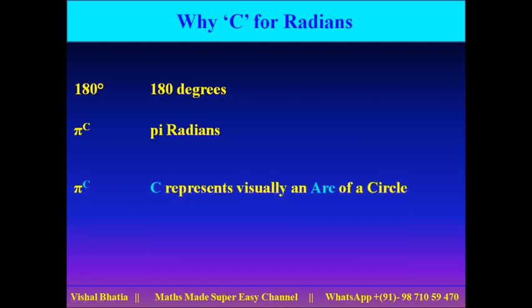The reason is C visually represents an arc of a circle, and if you go back to the definition of the radian, it is an angle which is subtended at the center. So 1 radian is equal to 1 arc length divided by the radius of a unit circle, where the radius is equal to 1. So from all the 26 letters of the English alphabet, starting at A and ending at Z, it is the letter C which closely represents an arc of a circle.